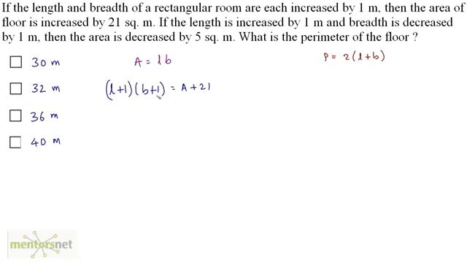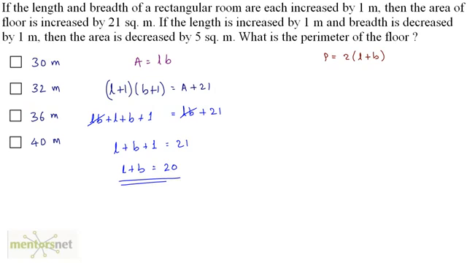Now area is L times B. So we have LB plus 21 on the right hand side. On the left hand side, let us solve this. L times B plus L plus B plus 1 times 1. Okay. So this LB and this LB get cancelled out. What you have is L plus B plus 1 is equal to 21. And therefore, if this 1 goes to the right, you have L plus B is equal to 21 minus 1, that's 20. So you have L plus B.